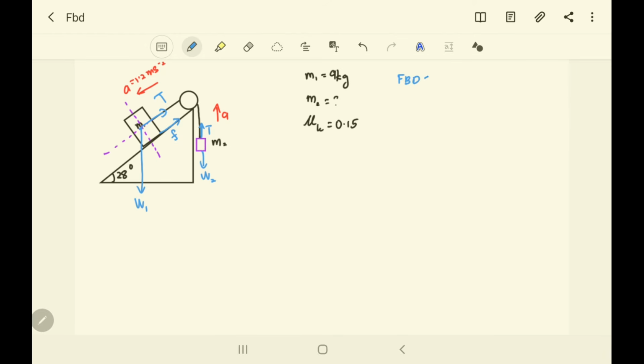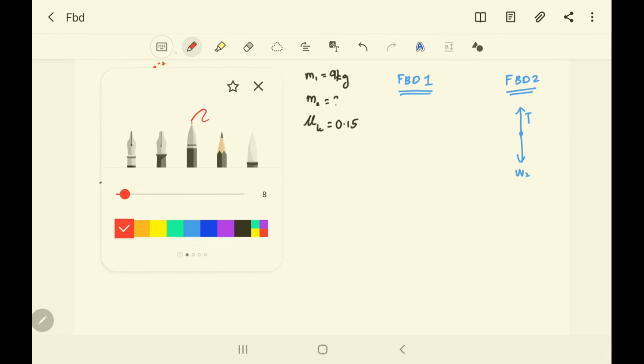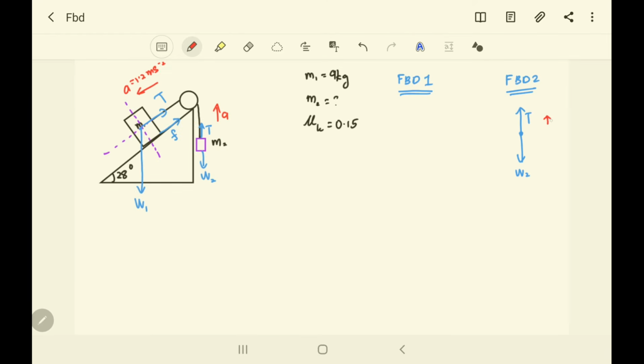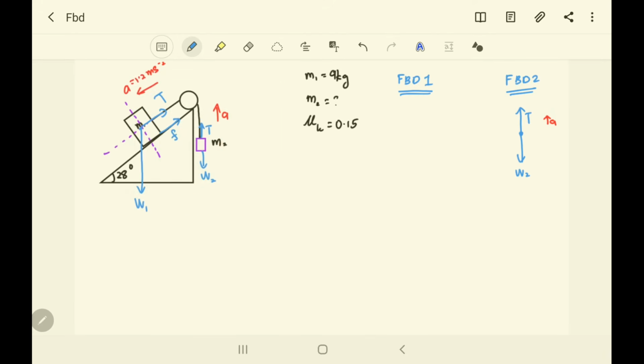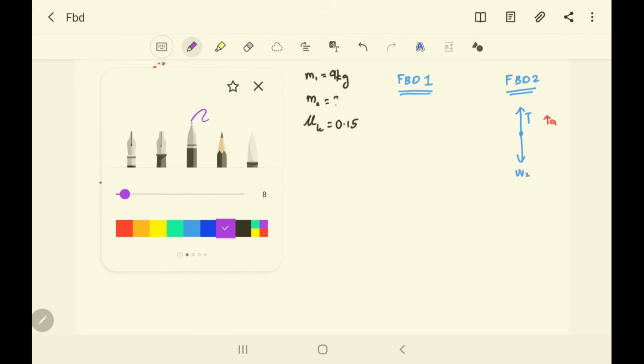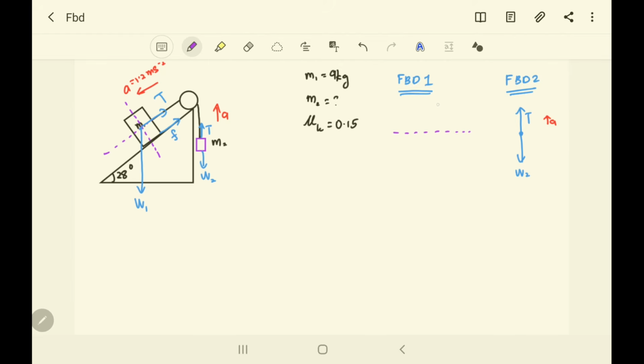So now let's draw the free body diagram. Okay, so the free body diagram for mass 1 and free body diagram for mass 2. Untuk mass 2 saya rasa tak ada masalah. Senang saja. We're going to have tension and also W2. Okay, where the direction of A, letak kecil saja kat sini. Alright. So now how about FBD1, free body diagram for the first mass? Okay, so draw the x-axis, y-axis. So this is the x-axis and this is the y-axis.